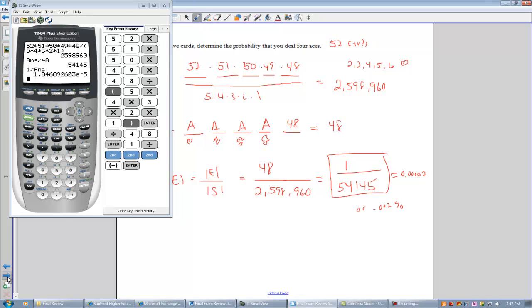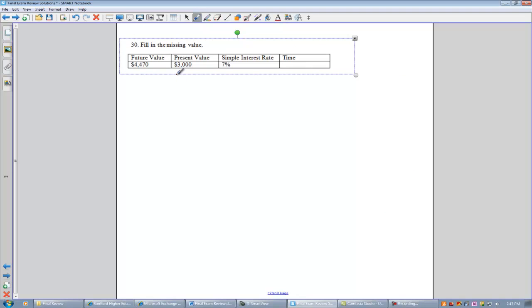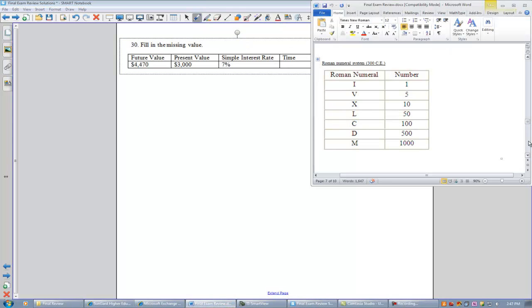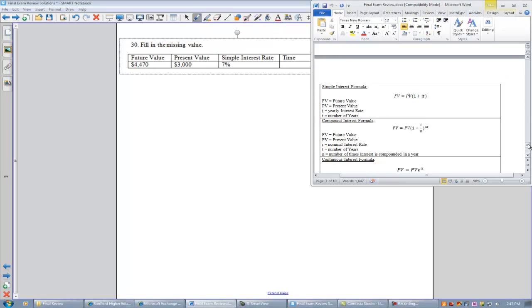All right, the next problem, we're back to financial mathematics here. And on this one, what do we have? It says here's the future value, present value, and simple interest. And what is the time? So pick the right formula. So let's pull up the formula sheet if I can find it. Here it is. And then I scroll all the way down here. Since it says simple interest, I know I need to use a simple interest formula. So let's copy it down.